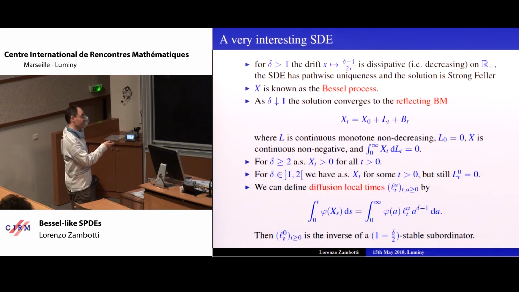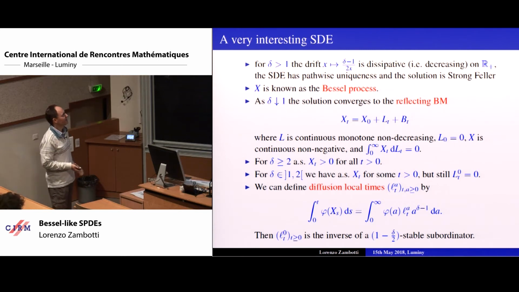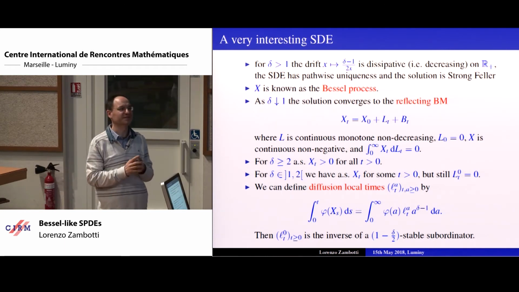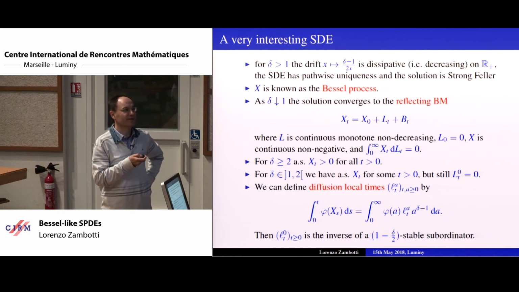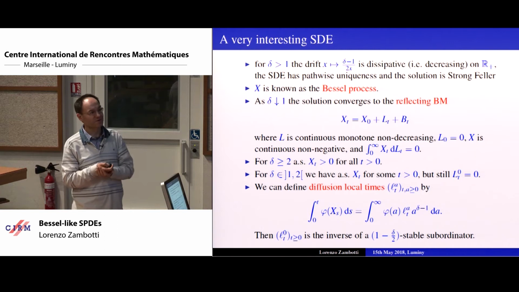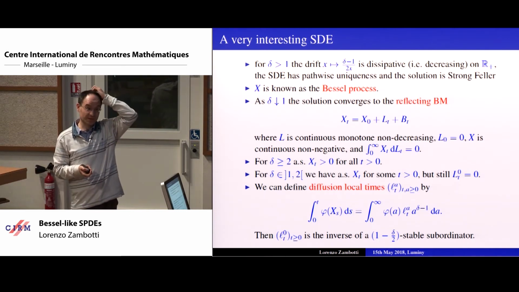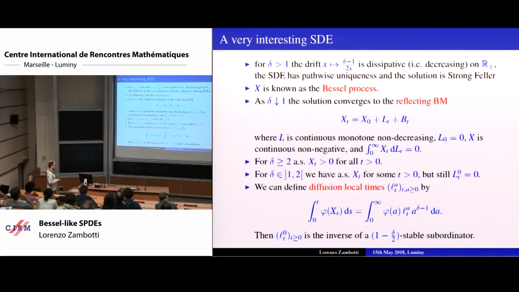So I was saying for delta greater or equal to 2, almost surely xt is positive for all t. So now the almost surely and the for all t are in the good order. Okay, so this is you fix the realization. Then for all time, you never hit 0. For delta between 1 and 2, you hit 0 almost surely for some positive time, but still the local time is 0. So this is what I said before. So this may be strange. It means that the semi-martingale local time is not the correct scale.